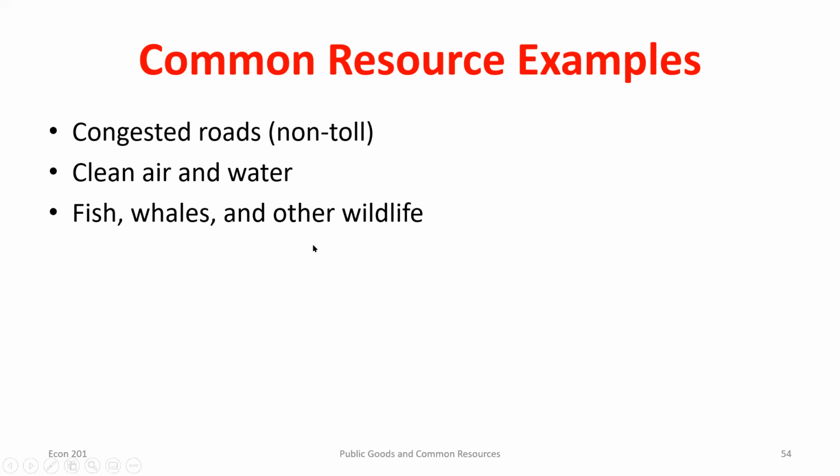And then fish, whales, and other wildlife, we overconsume some of those if we allow individuals to make their own decisions, which is why they give away things like deer tags or you have to get fishing licenses. Because they don't want it to be overfished or overhunted.